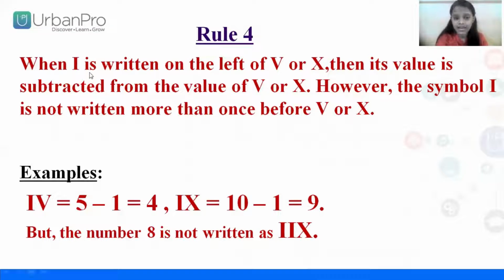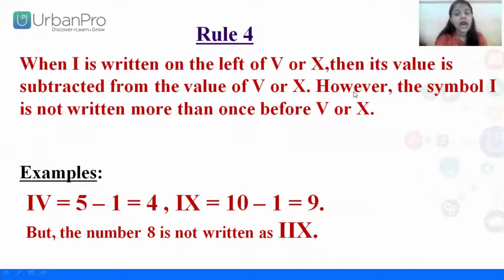When the symbol I is written on the left. So see here, in rule 3, we saw the right side. If it is right, we have to add. But if it is left here, then we have to subtract. Keep a note, if it is left side, we have to subtract. So when the I symbol is written on the left of V or X, its value is subtracted from the value of V or X. Okay. So the symbol I, if it is written on the left side, then we will subtract.